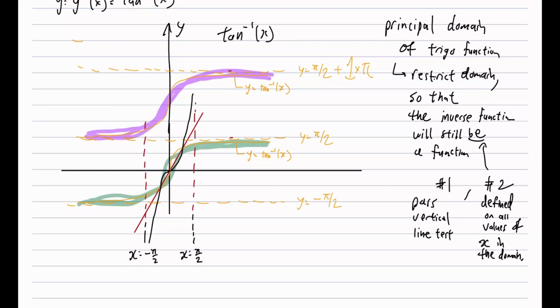Okay, so here, because it fails the vertical line test, you don't want that. So we say, no, I don't want this purple guy. Let me get rid of it. Remove. Then that means you will only have the original tangent x graph restricted to negative pi over 2 to pi over 2. Does it make sense? Okay. That's the principal domain.